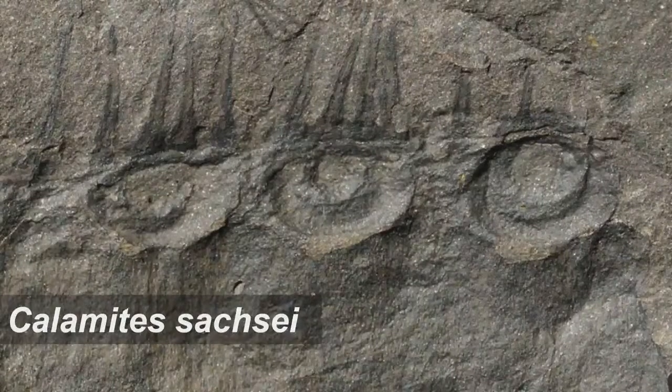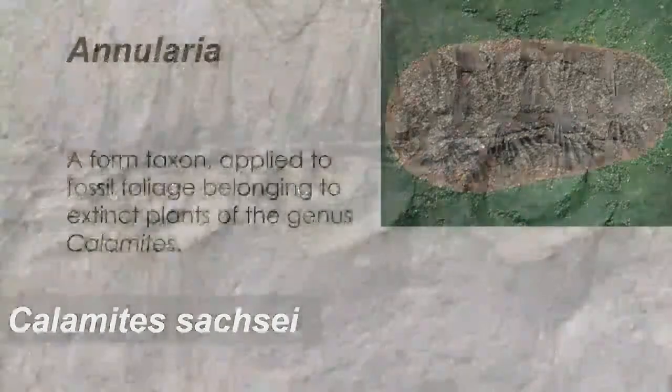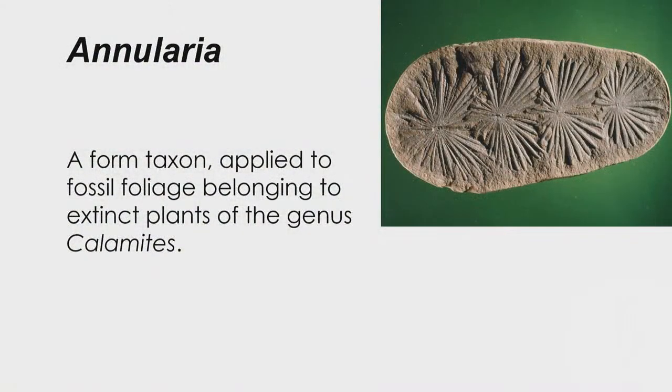Here is a cross section of where the leaves were attached to the trunk. So this is what you call an in situ shoot, but this is from Calamites sachsii. Probably butchering that name as well. And here's a fossil of some of the Annularia.